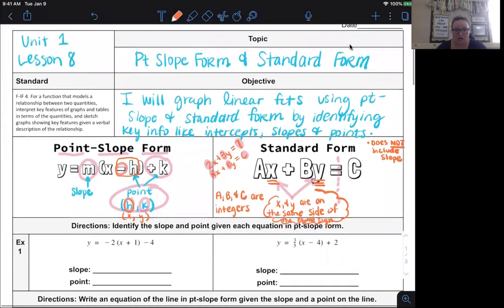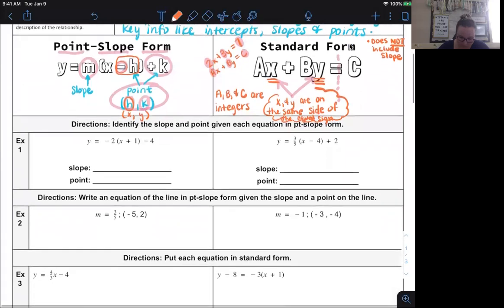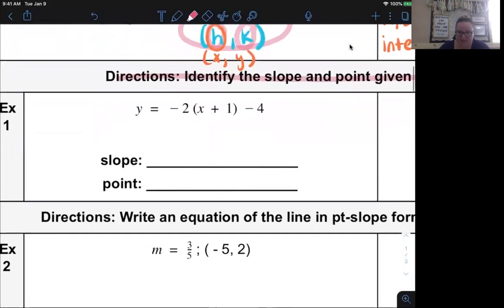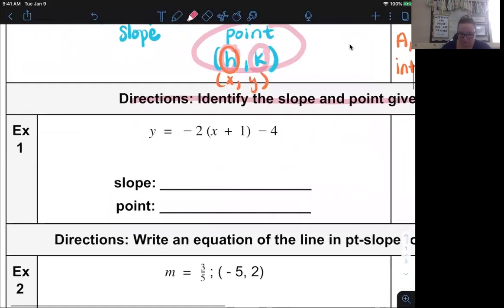So in example 1, our directions are identify the slope and point given each equation in point slope form. So in example 1, our first equation here is y is equal to negative 2 times x plus 1 minus 4.